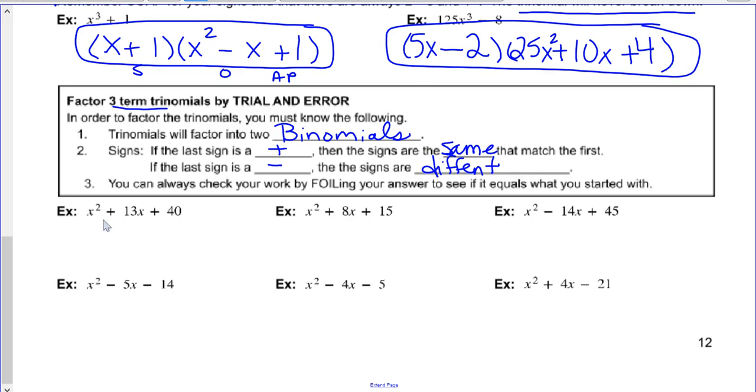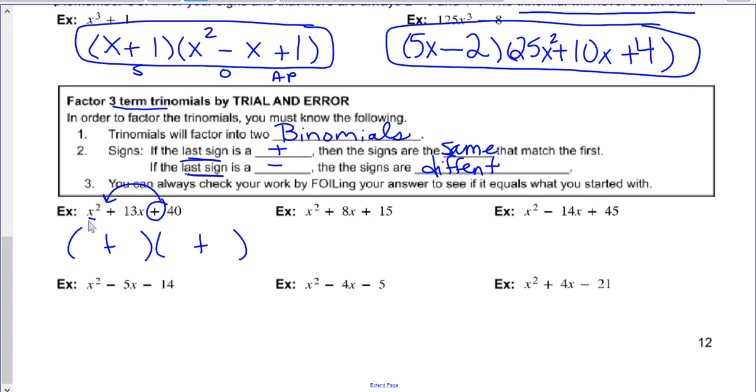All right, so let's look at this first trinomial. And we're going to start off with ones that have a plus at the end. So always look at the last sign. That's going to determine the signs inside your 2 binomials. Notice there's actually nothing in common here, so I forgot to check that, but there's nothing in common. So we go directly to our 3-term strategy, which is by trial and error. So the last sign is a plus, so it is the same that matches the first inside. So if that's a plus, they are the same that match the first. So that means each one of these gets a plus and a plus.